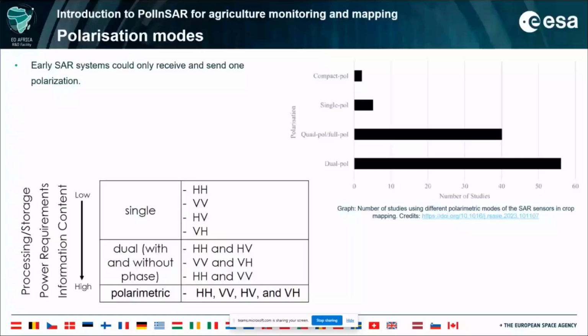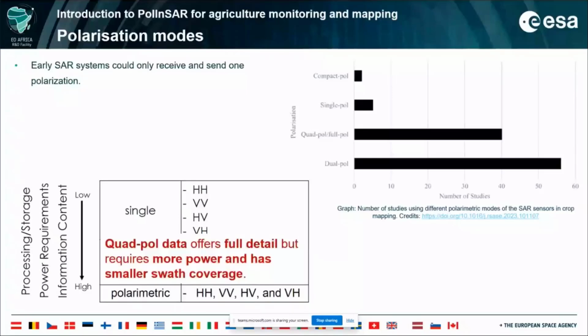Then dual polarization is a combination of two, so HH and VV together, or HH and HV together, and this provides more information about surface features compared to single polarization. And quad polarization refers to a system that has combinations of all. This gives the most detailed information about surface properties, but requires higher power and limits the swath width due to higher processing needs.